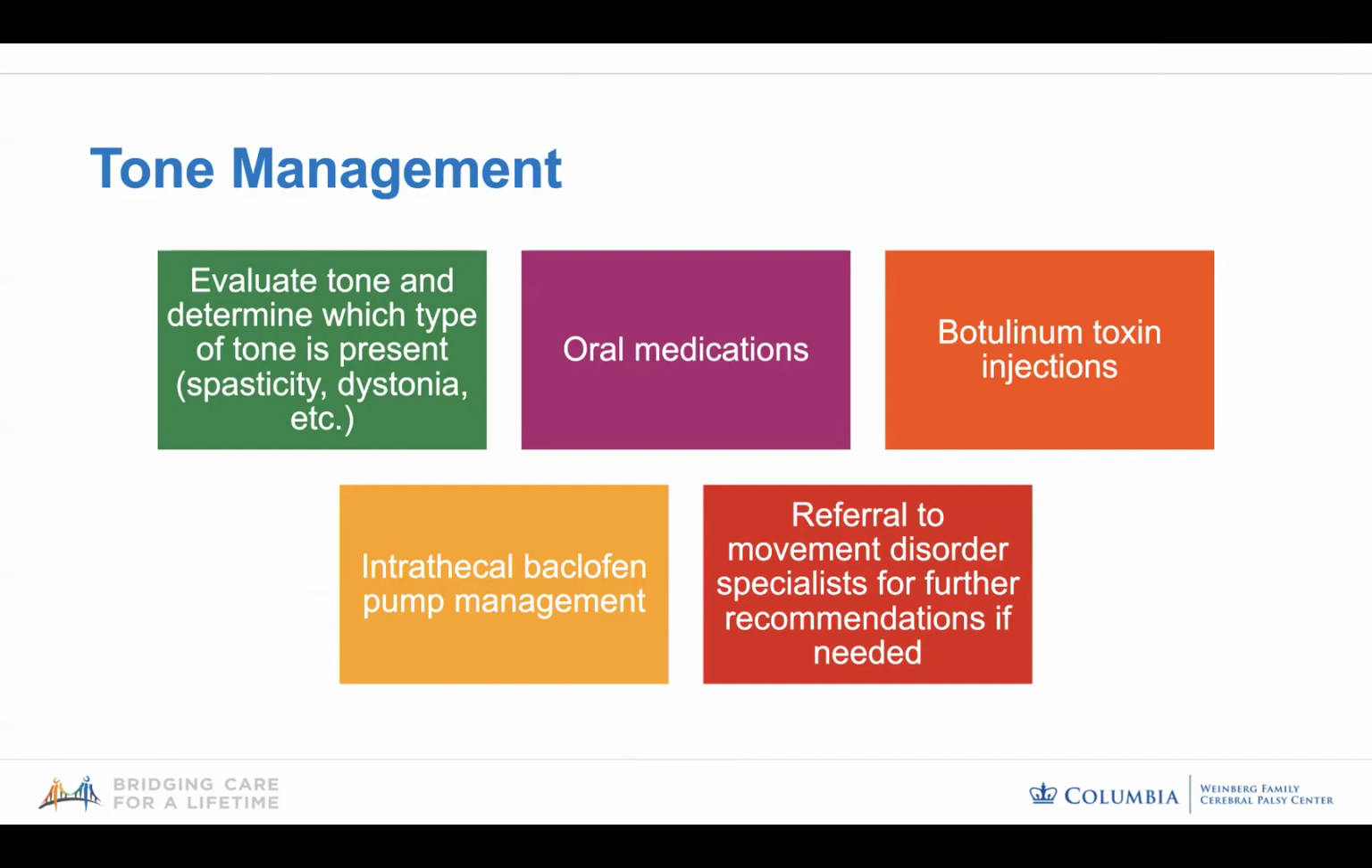And then I included some of the treatments or interventions that we typically recommend here. So we do offer oral medications, like I mentioned before, botulinum toxin injections, intrathecal baclofen and pump management, which intrathecal baclofen and pumps are typically used for patients with more moderate to severe spasticity who need more systemic or total body spasticity control. And these are placed by neurosurgery, but then we manage the pumps once they're placed. And then if we need some help with other movement disorders or other types of tone, then we'll refer out to movement disorder specialists for further recommendations.